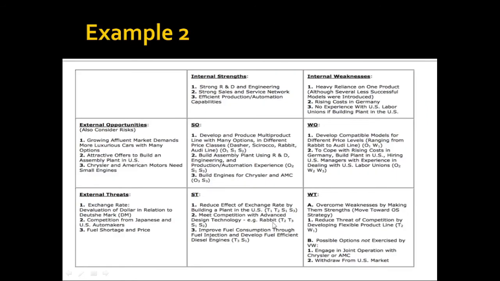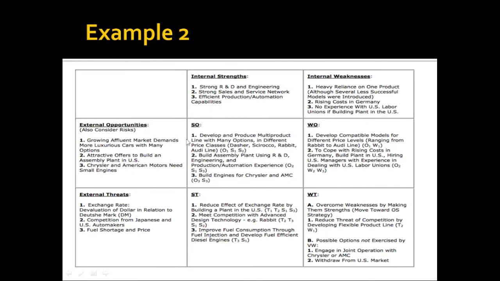Here's another example, a more complete TOWS matrix. Strengths: strong R&D and engineering, strong sales and service network, efficient production automation. For opportunities, we have growing affluent market demands, more luxurious cars with many options, an attractive offer to build an assembly plant in the US, and Chrysler and American Motors need small engines. So this will now be an example of this.